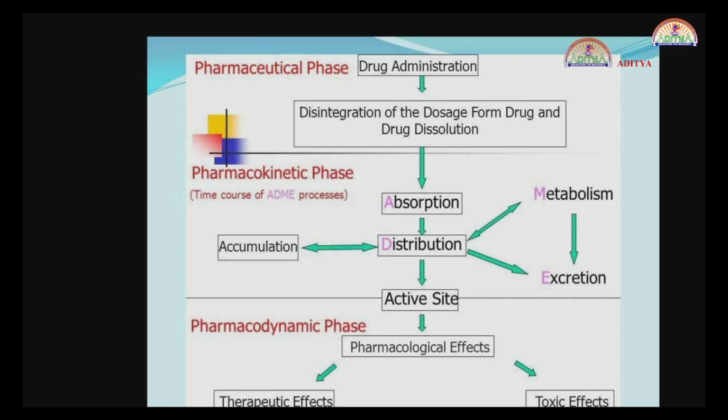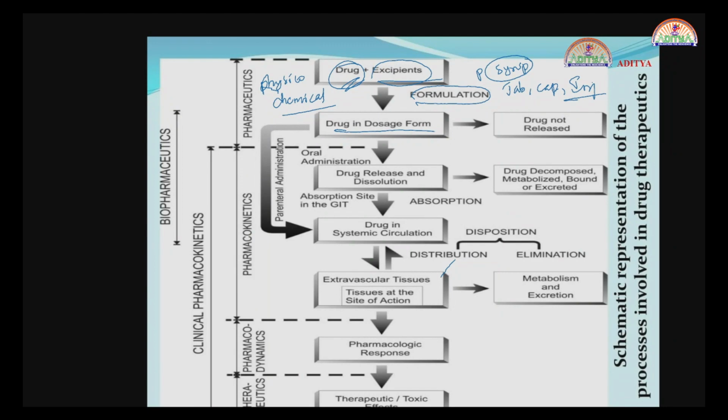So what we do, suppose there is a pediatric patient, we make a paracetamol syrup or paracetamol elixir consisting of excipients such as sweetening agents, flavoring agents, and coloring agents, so that the final formulation is suitable for administration into the body. The final formulation, which has a better taste and a better color, can be administered into the body. So once it is prepared as a dosage form, some amount of drug will be released by dissolution.